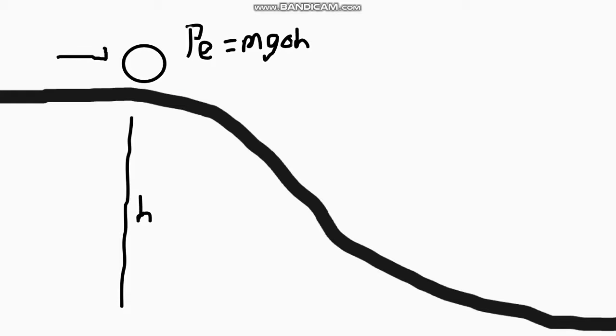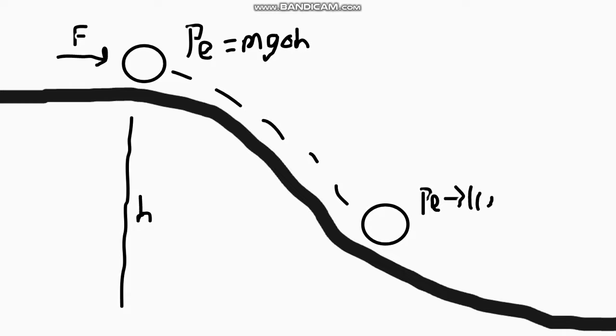Now if we applied a force F, it would begin rolling down the hill, and at the bottom of the hill, all the potential energy would have been converted into kinetic energy, and the potential energy at the top of the hill would be equal to the kinetic energy at the bottom of the hill due to the conservation of energy. Now we can also see this modeled by their equations.